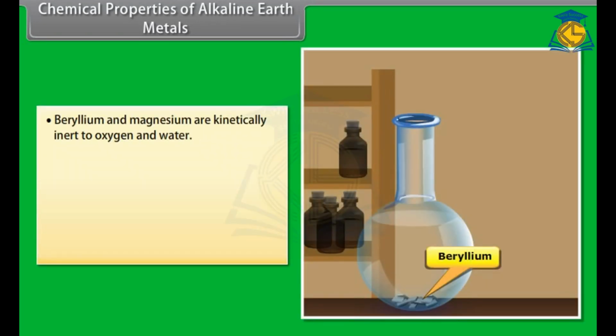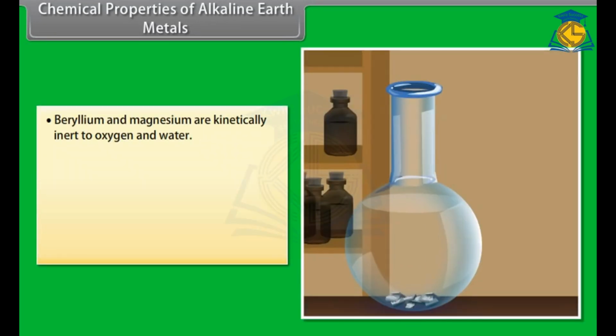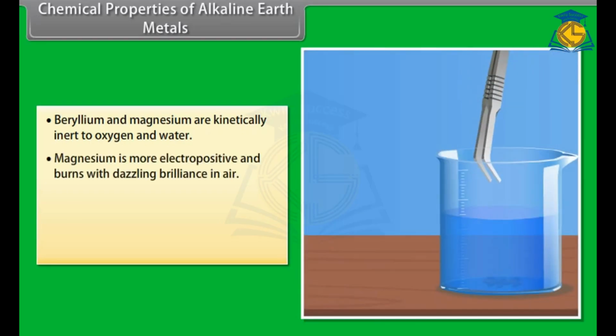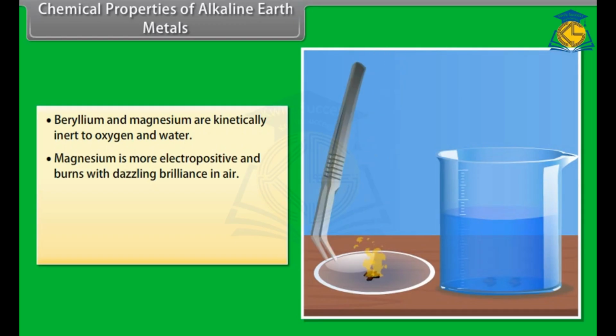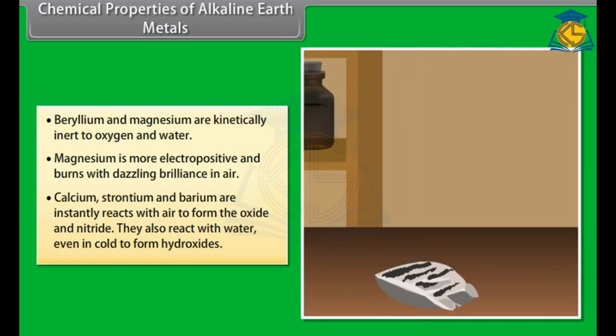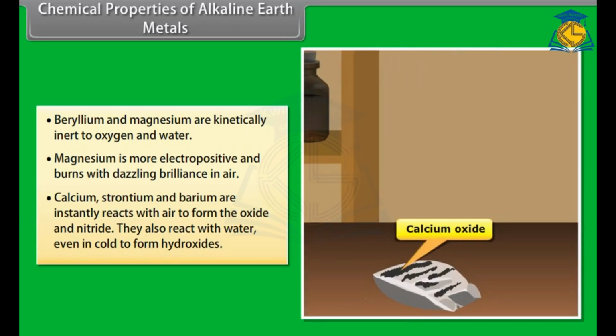Chemical properties of alkaline earth metals. Beryllium and magnesium are kinetically inert to oxygen and water. Magnesium is more electropositive and burns with dazzling brilliance in air. Calcium, strontium and barium instantly react with air to form the oxide and nitride. They also react with water, even in cold, to form hydroxides.